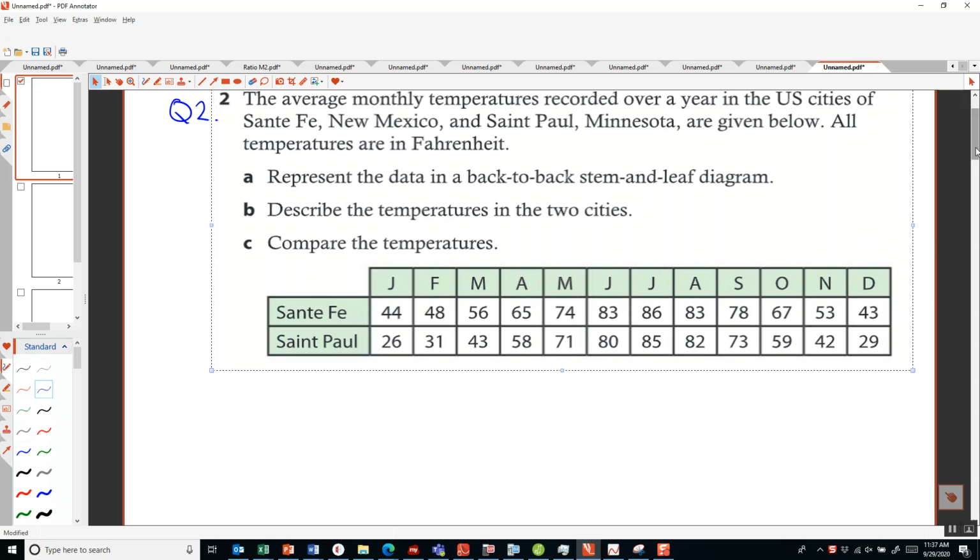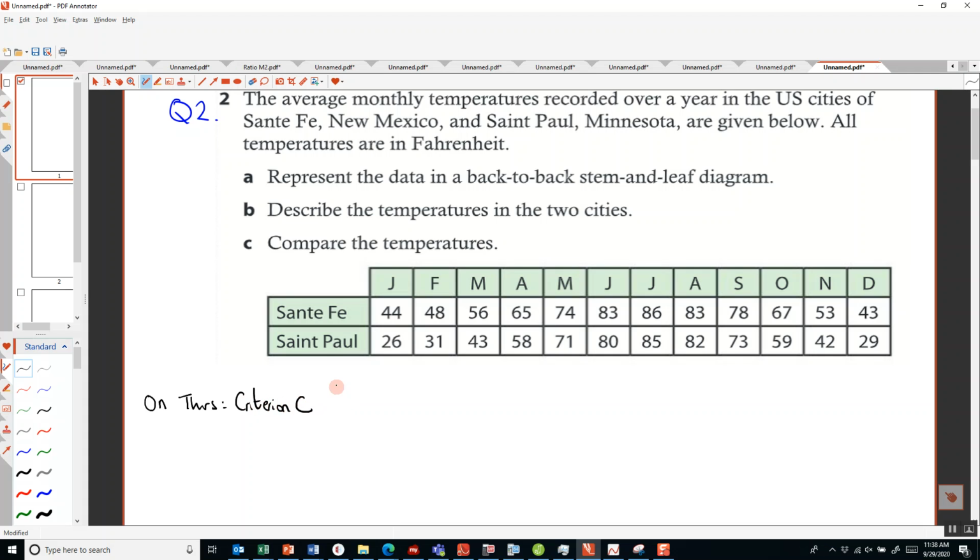And this is important because on, what day is today? Is it Tuesday, we said? On Thursday, you are going to have a criterion C test. Okay, and what is criterion C? Communication. But I'm only going to look at strand 3.